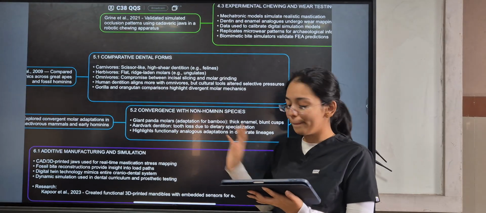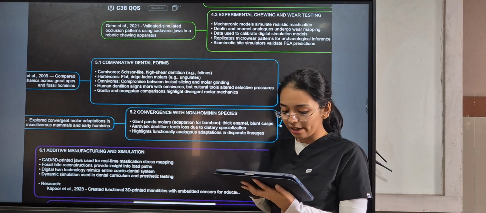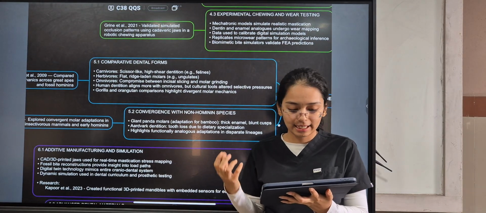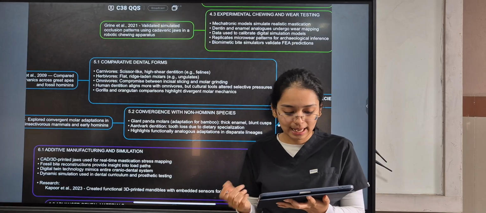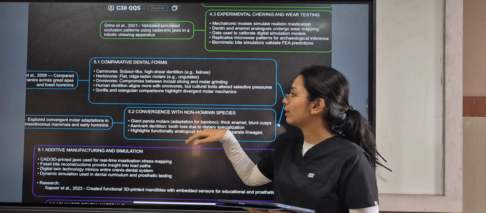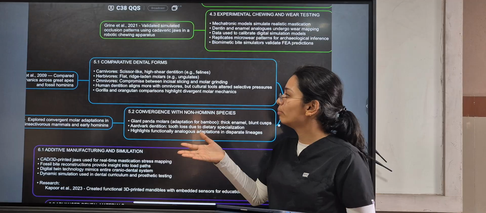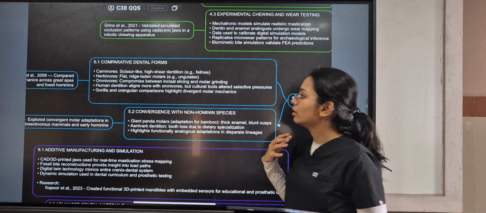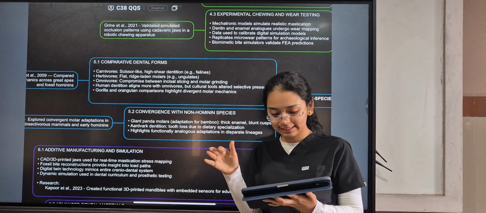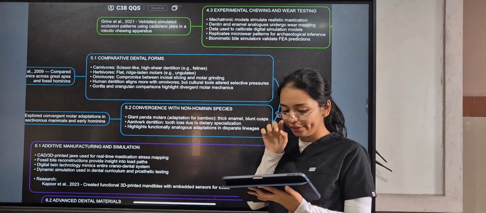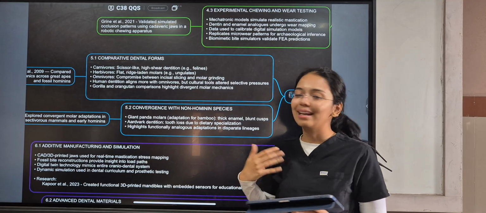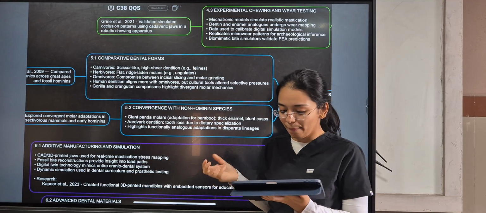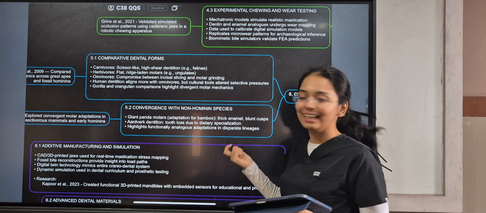And then moving on to cross-species comparison and convergent evolution. We have comparative dental forms: carnivores have scissor-like, high-shear dentition, which is seen in felines. Herbivores have flat, ridged lateral molars. Omnivores compromise between incisal slicing and molar grinding. Human dentition, as you all know, aligns more with that of omnivores. But cultural tools alter selective pressures.